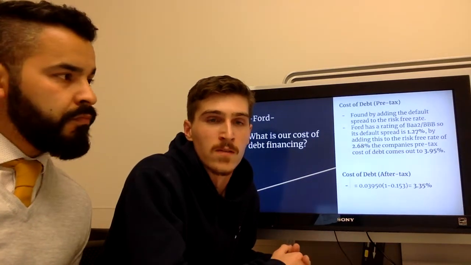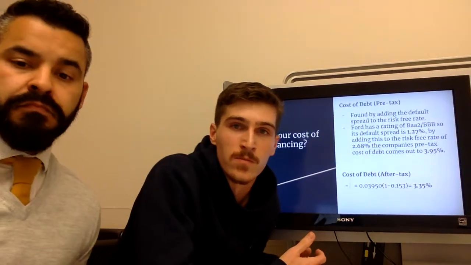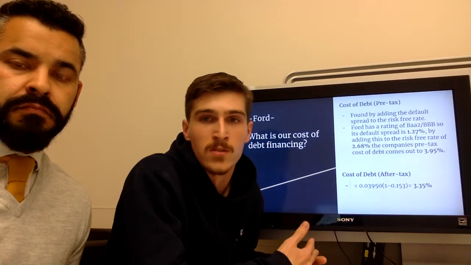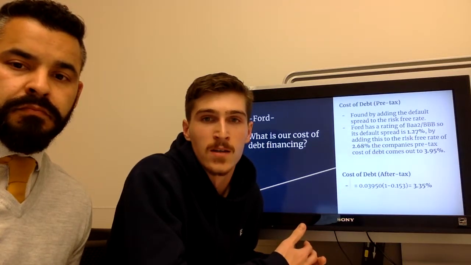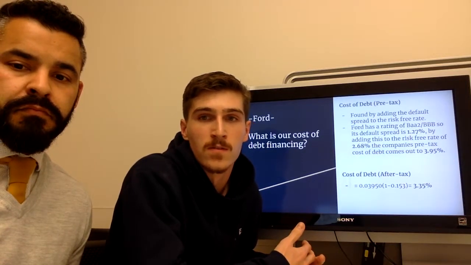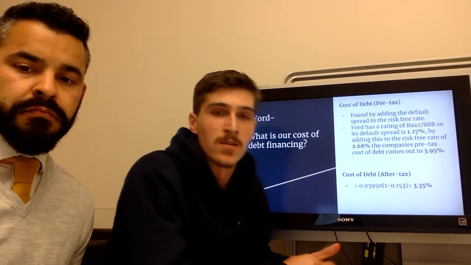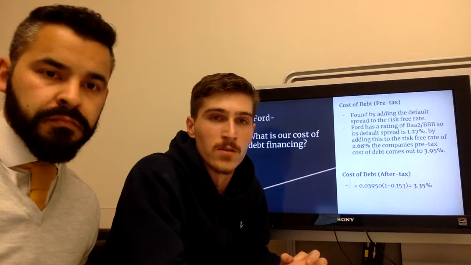So what is our cost of debt financing for Ford? Basically we found this by adding the default spread to the risk-free rate. So 1.27 plus the 2.68 came out to 3.95 for the pre-tax, and after tax is that times 1 minus the tax rate. So that came out to 3.35% for Ford.